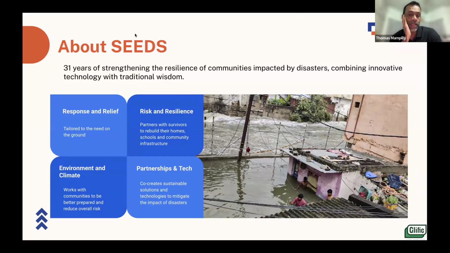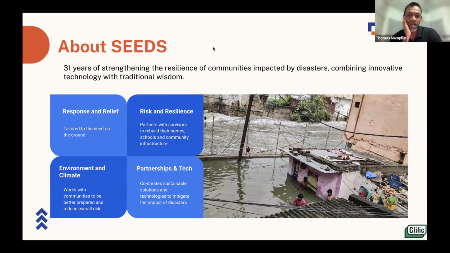They do work in the climate and environment space as well. A lot of this goes towards mitigating the overall impact of future disaster. And finally, they leverage tech and their strong partnerships at the local level through CSOs, through the government as well, starting from on-ground personnel, as well as DDMOs, as well as state disaster management agencies, all the way up to the union level. And through this, they co-create solutions that can mitigate the impact of future disasters.